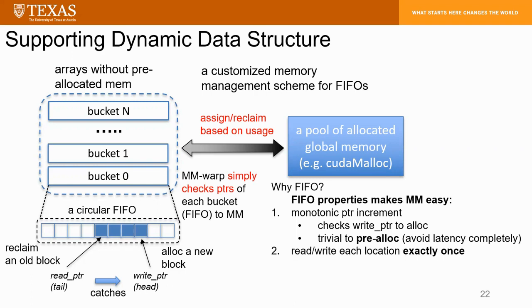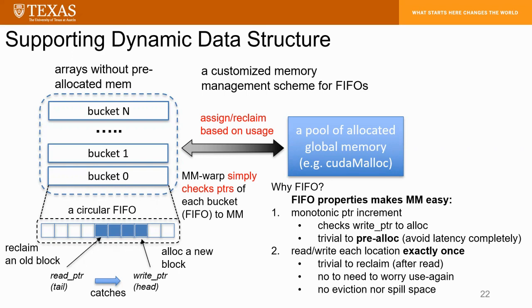The next property is that each location is read and written exactly once. That means it's very easy to figure out which location can be safely reclaimed. We never have to worry about a location that will be used again, because it is used exactly once. That means there's no eviction or spill space associated with a more general dynamic memory scheme.